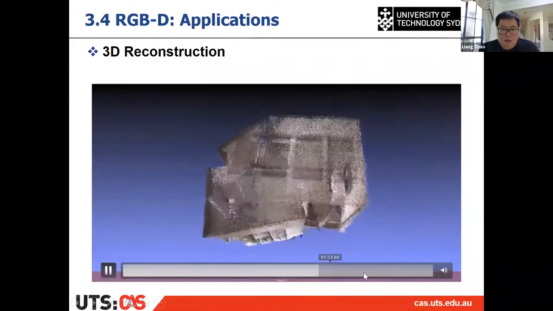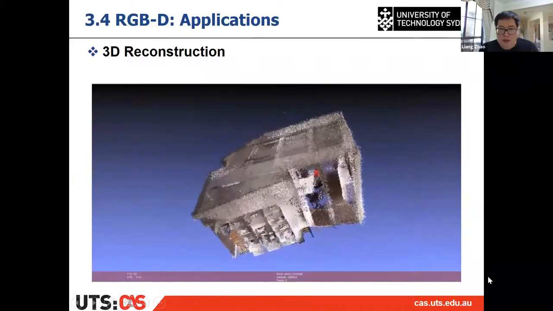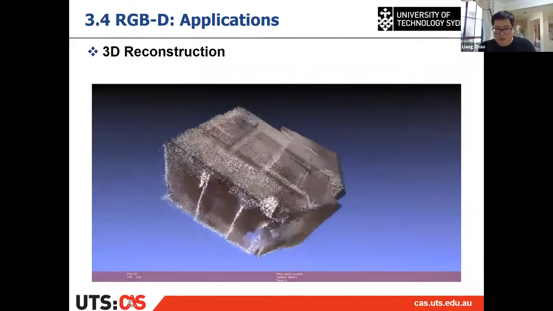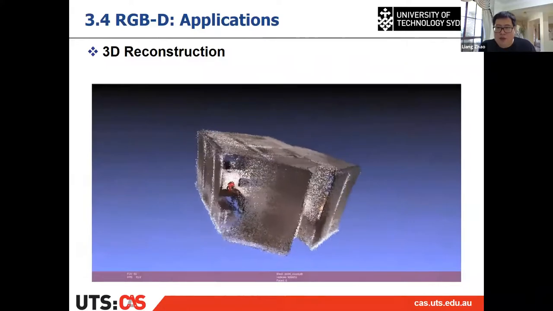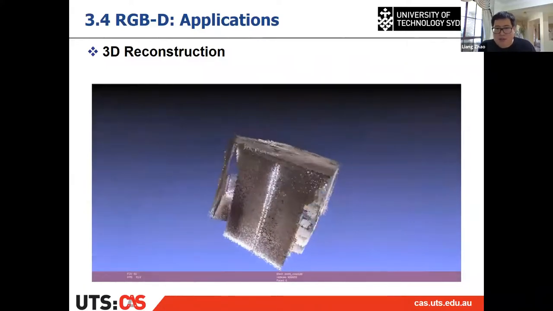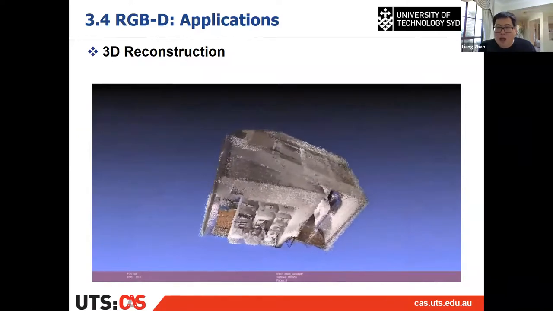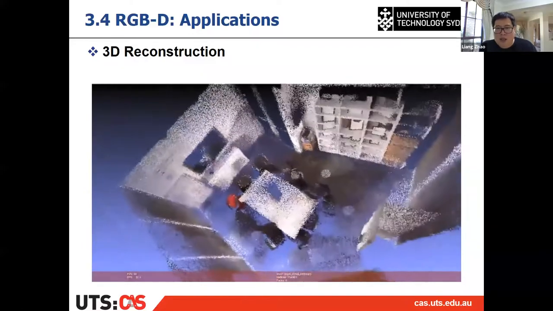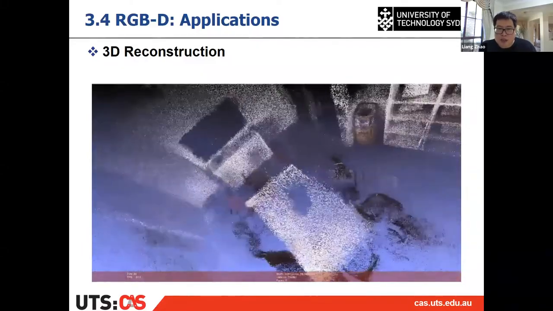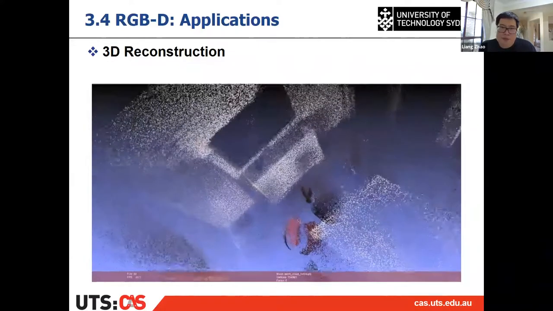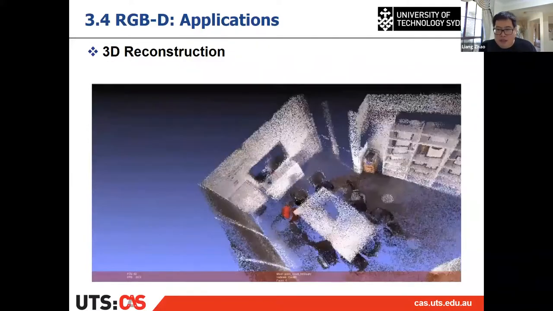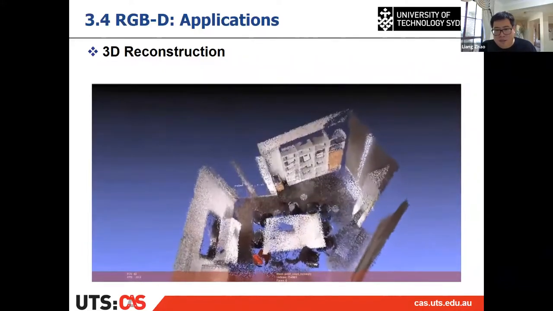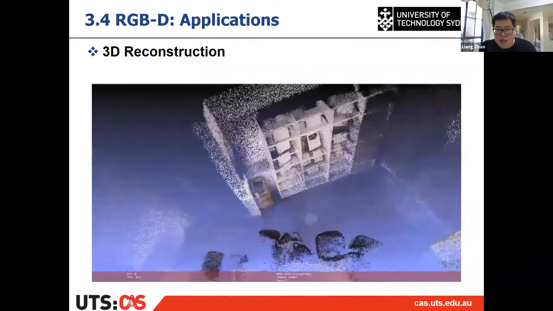All right, then the next one, this one is a larger area. This is the meeting room on level 9, building 11, just inside the CAS area, just next to my office. That's the meeting room. That's the level 9, 309 meeting room. And we did the 3D reconstruction with an RGBD camera. And as you can see, the environment is a point cloud and also with colors. And you can see the chairs, the table, and also the screen as well.